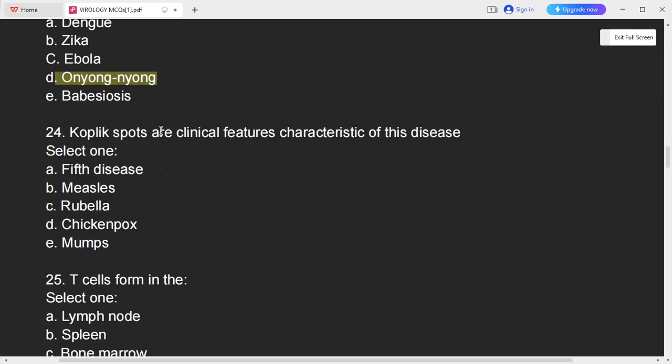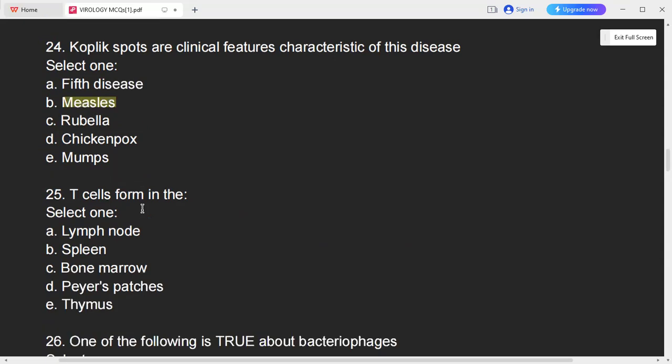Koplik spots are clinical features characteristic of which disease? This is very, very direct. And I remember when I was teaching, I emphasized Koplik spots. They're found inside the mouth, within the mucosa. Measles, very good. I'm so happy you guys remember.